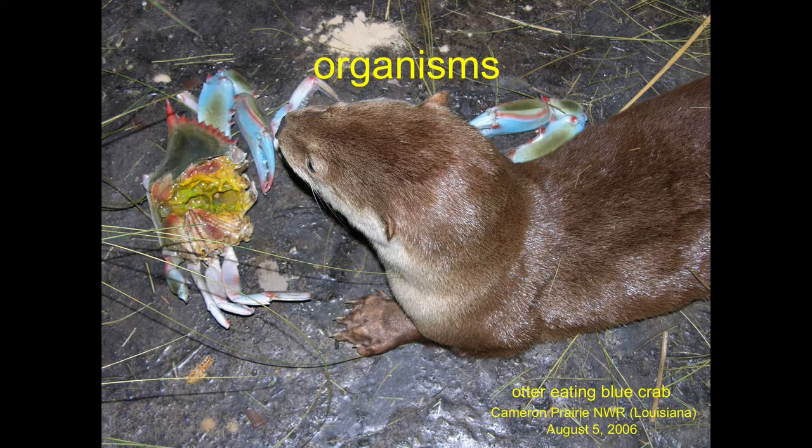So here are some examples of interactions. This is a river otter, in this case in Louisiana, from our Louisiana work, eating a blue crab, munching a blue crab.